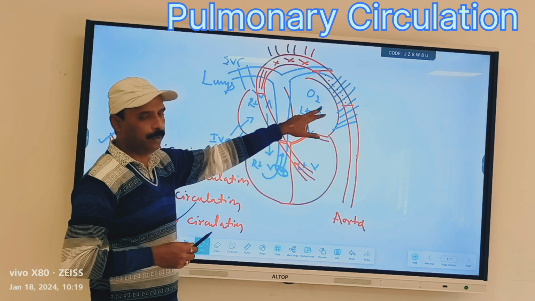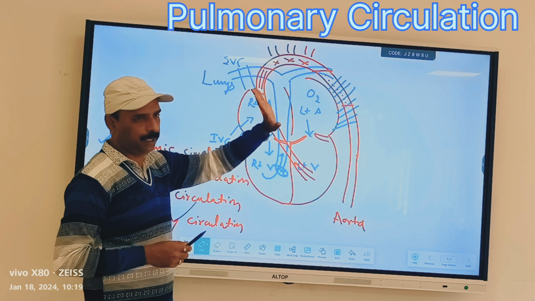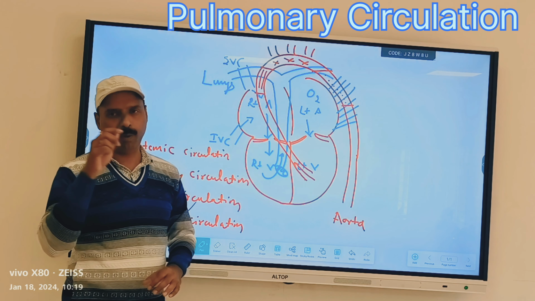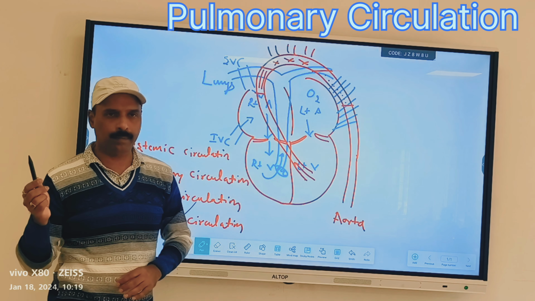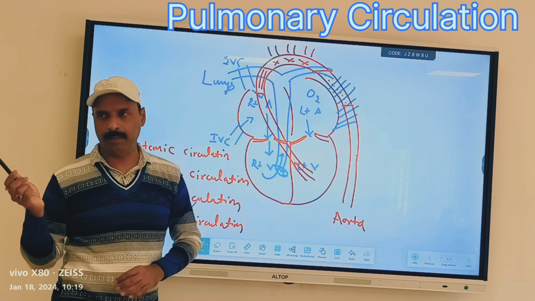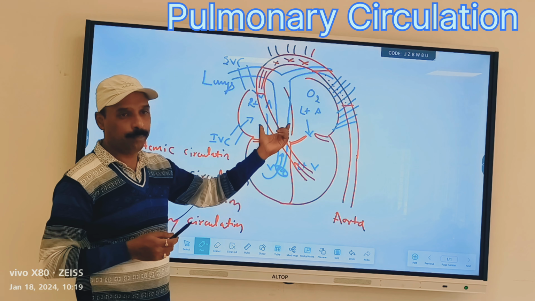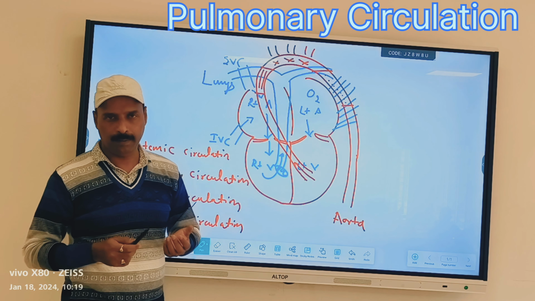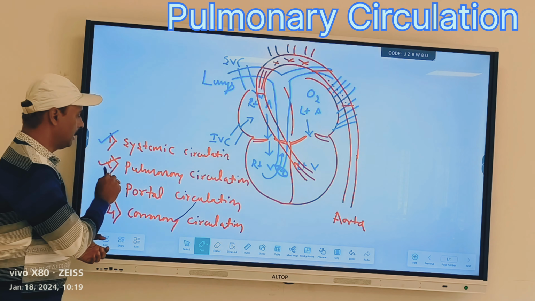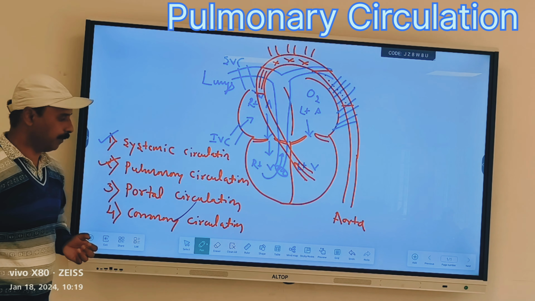oxygenated blood is brought by the pulmonary veins into the left atrium, and this is blood reaching the lung. There is an exchange of the gases. We call that pulmonary, meaning lungs. That relates to the lung.